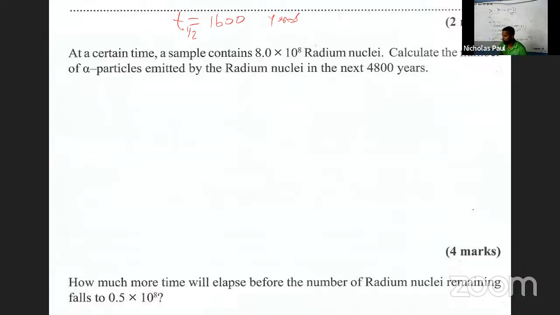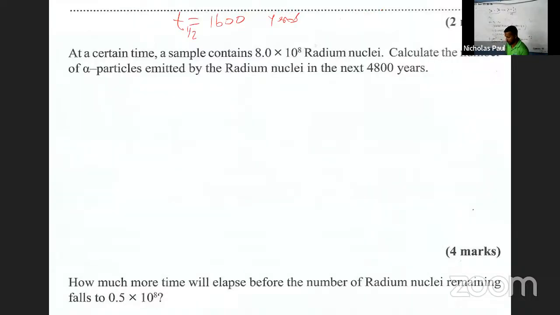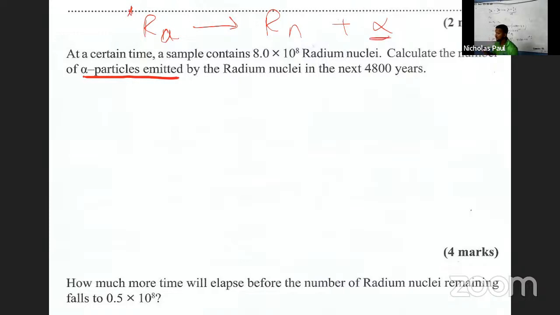So we have a little problem here, right? The question asks for alpha emitted. If you go back to your equation, you would see that every Ra that decays produces an Rn and an alpha. Question asks us how many alpha emitted. So every radium that decayed produces an alpha. So we have to figure out how much radium has decayed.